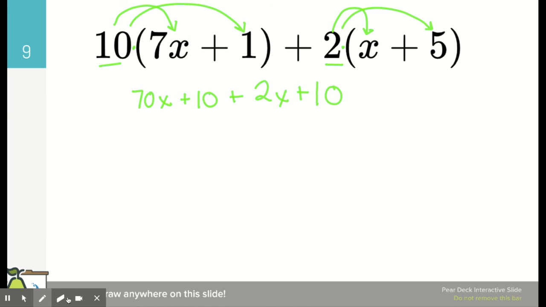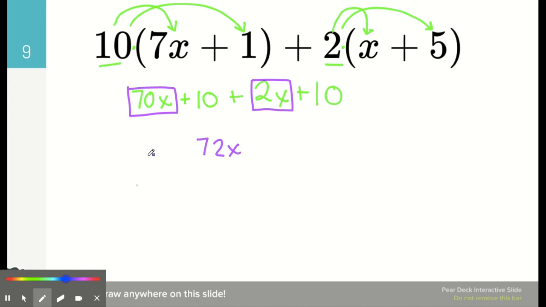So now I need to look and see if I can combine like terms. Well, let's think about this. We have a 70x here, so we have an x with its coefficient here. We also have an x with a coefficient of 2 here. These are like terms, so let's go ahead and combine them. 70x plus 2x is 72x.